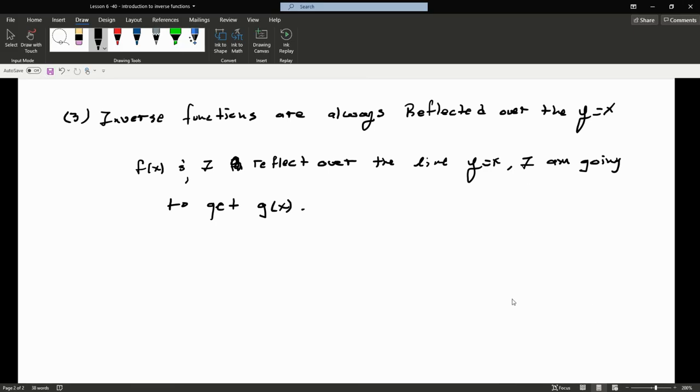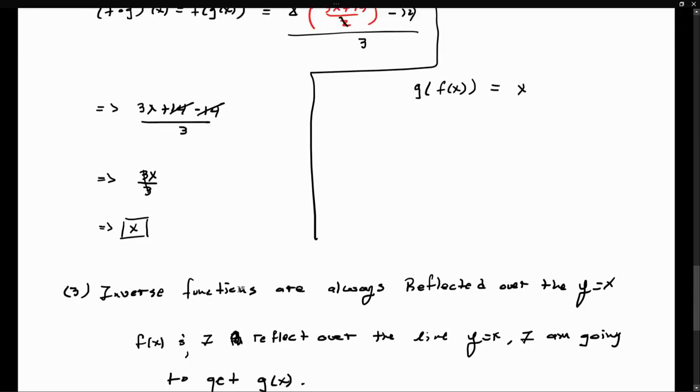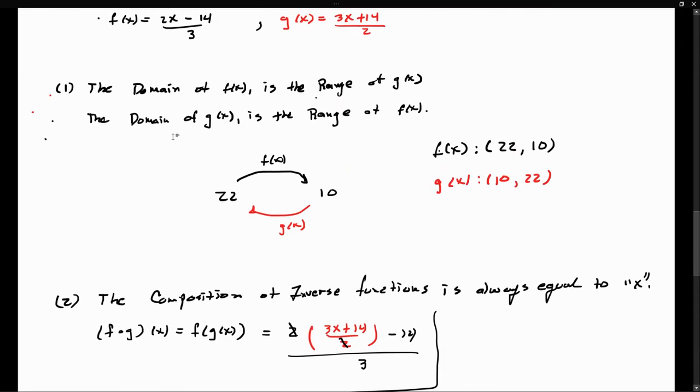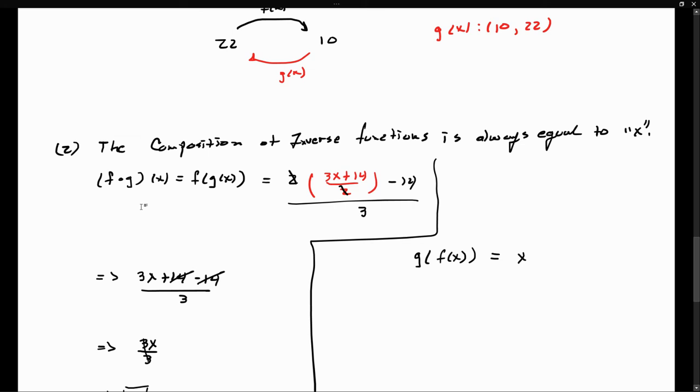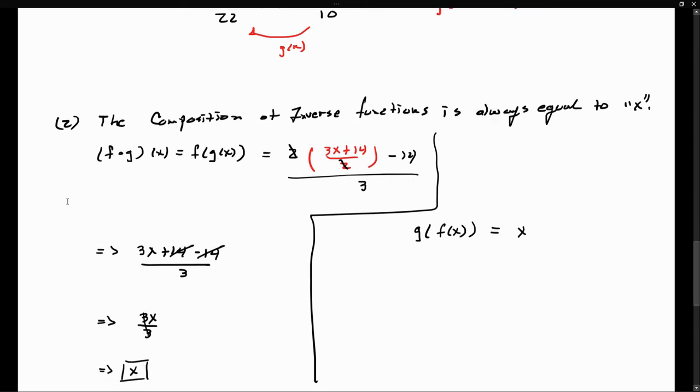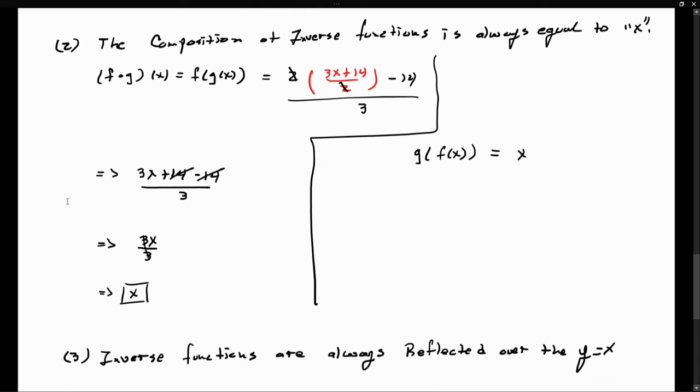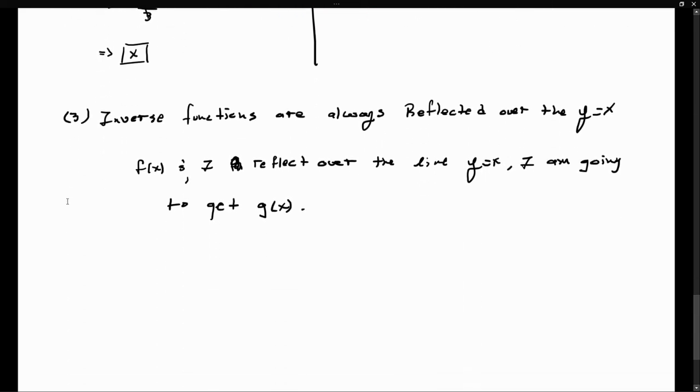So these are the three big properties that inverse functions have. The first one being the domain and the range, they switch with each other. The second one being the composition of inverse functions are always equivalent to just the variable x. And the last being that if I get one function and if I reflect it over the line y equals x, I'm always going to get the inverse function.